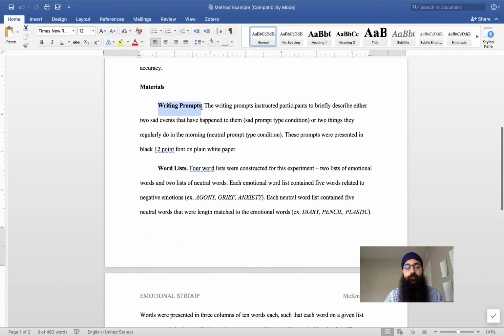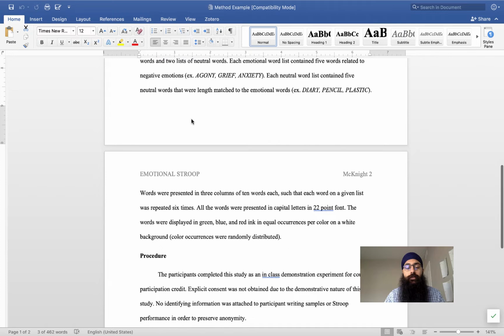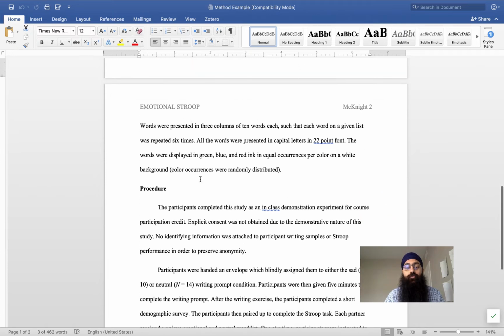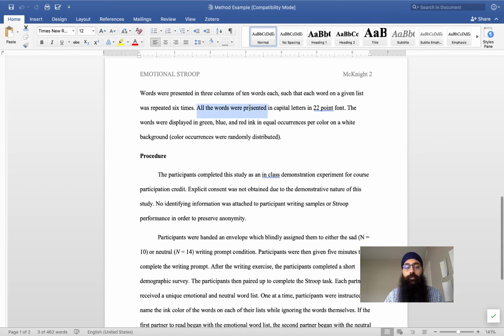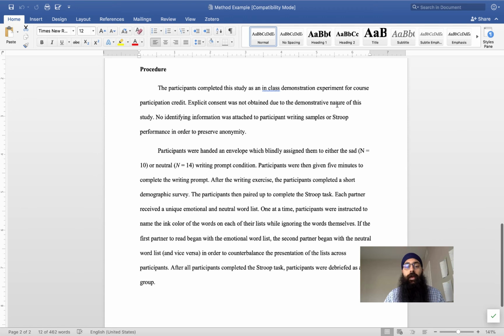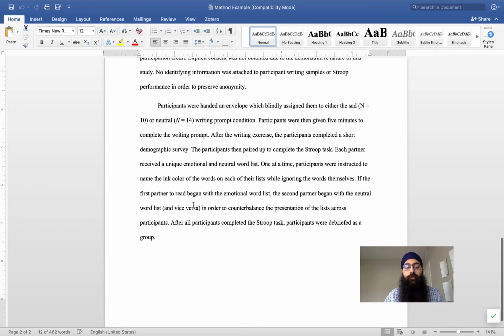They have materials, they have some writing prompts, they have some word lists, and they describe each of those trials. So they have all the words represented in capital letters in 22-point font. That's the level of detail that we would like you to have. And then you have a procedure. What is the participant experience as they kept going? So they completed the study in class as a demonstration, so on and so forth.